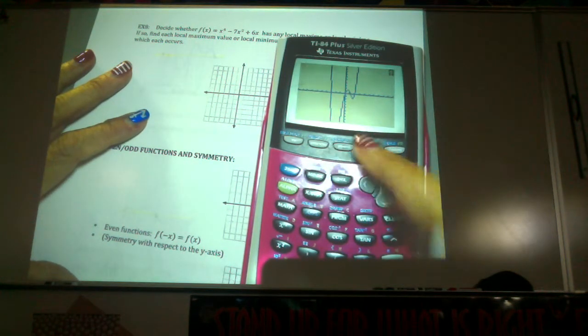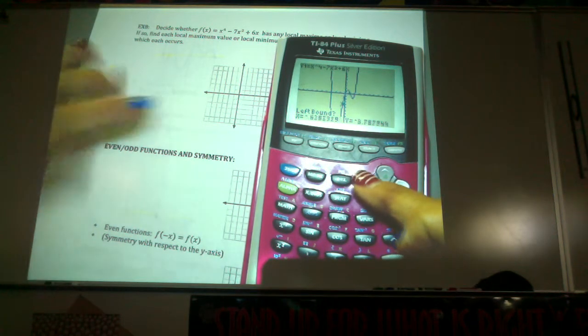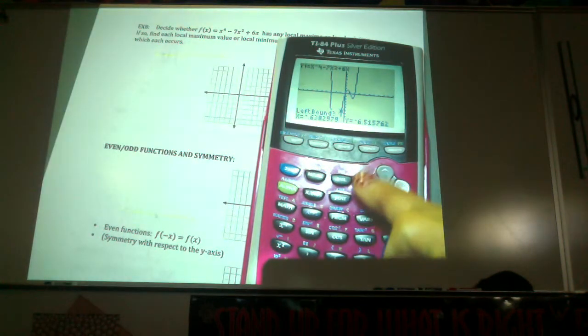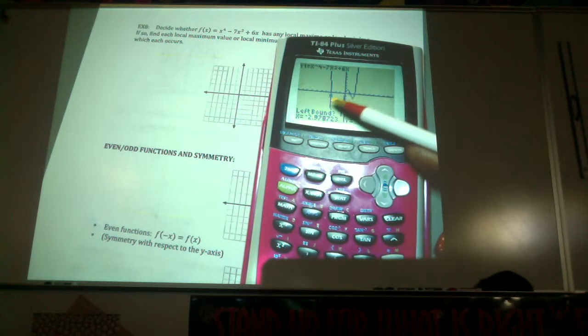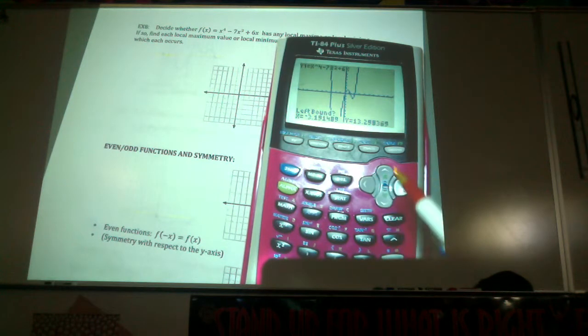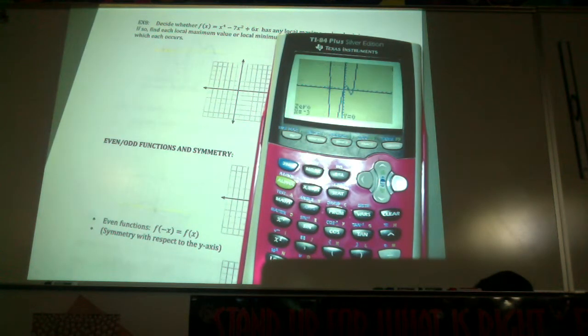So second calc, zero. So scroll left. We're not going to be able to see this dip here. You could do zoom fit, but I wouldn't for right now. I need my cursor above the x-axis. So when I move just one click above the x-axis, I can no longer see it. So just have faith it's there. Hit enter. And then below, hit enter. And we get negative 3, 0.